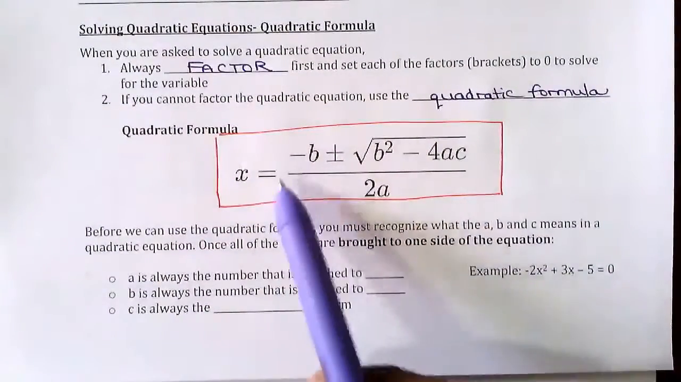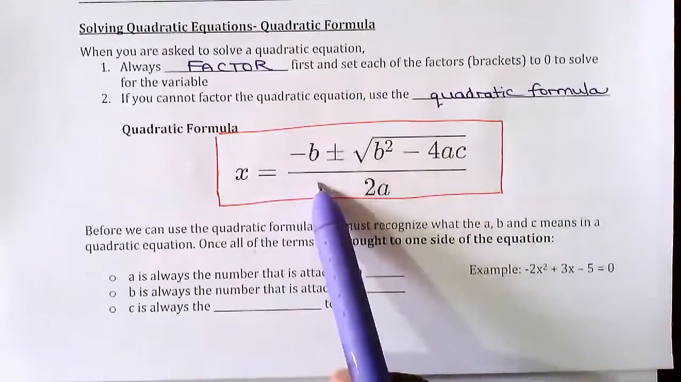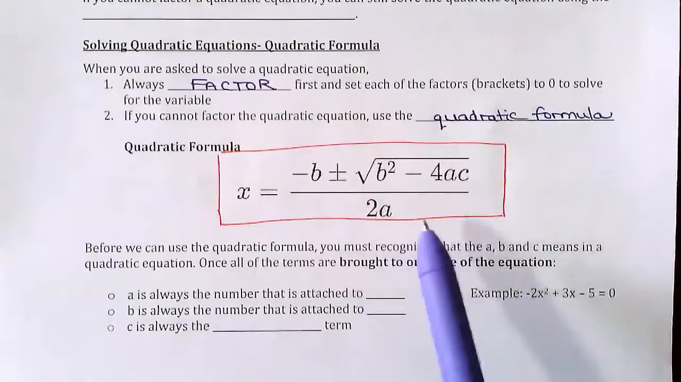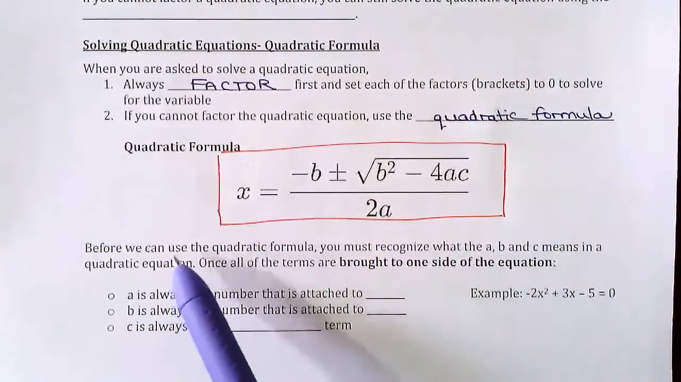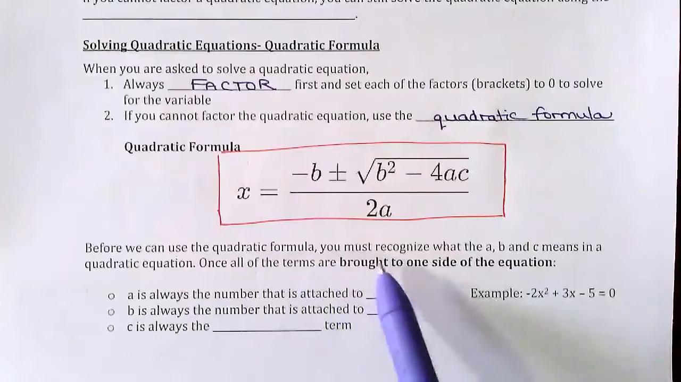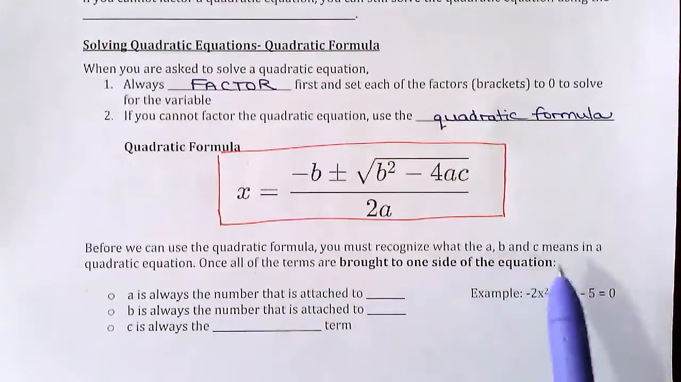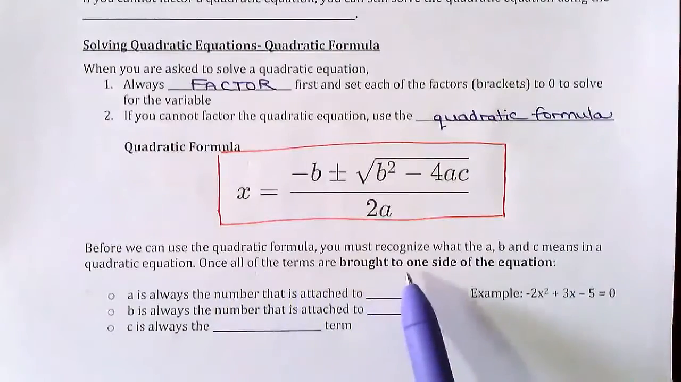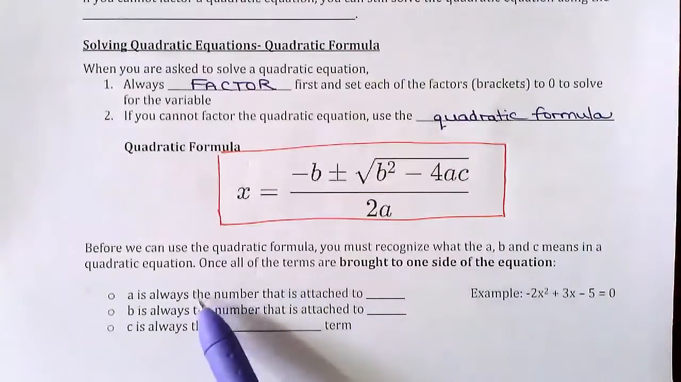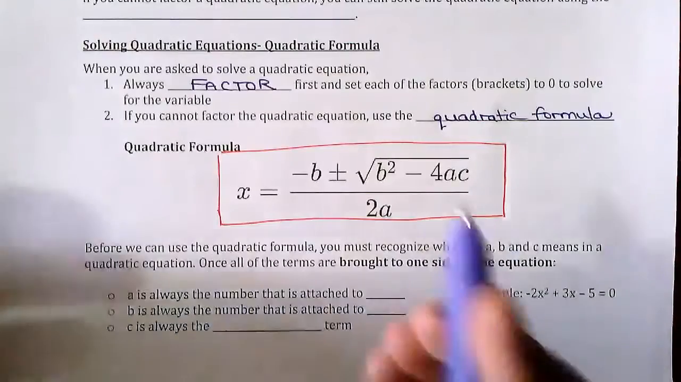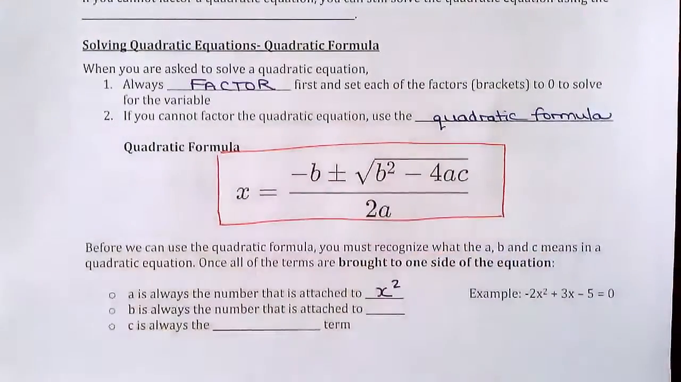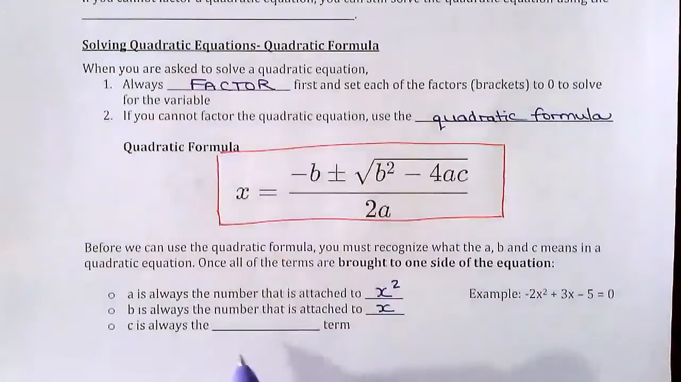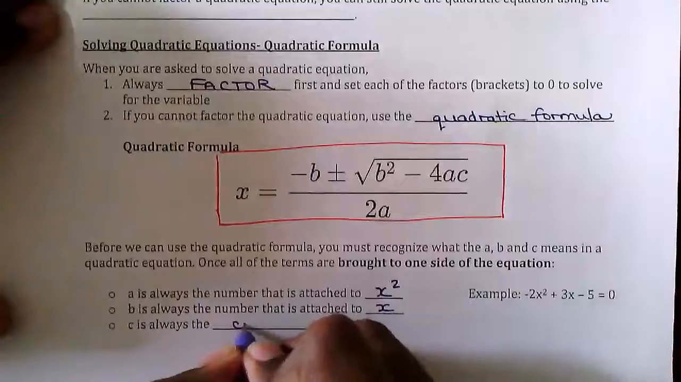And so x is equal to minus b plus or minus the square root of b squared minus 4ac, divided by 2a. As it mentions here, before we can use the quadratic formula, you must recognize what a, b, and c mean in the quadratic equation. Once all of the terms are brought to one side of the equation, a is always the number attached to x squared, b is always the number attached to x, and c is always the constant or the lone term.